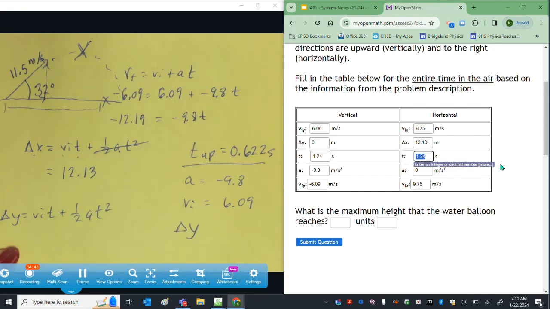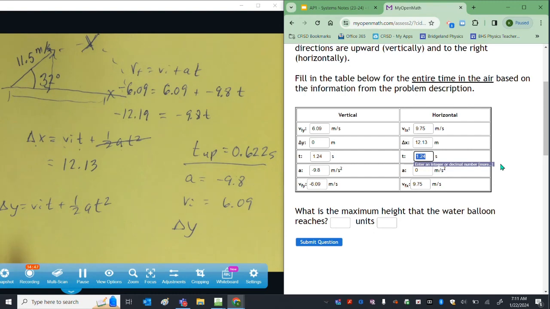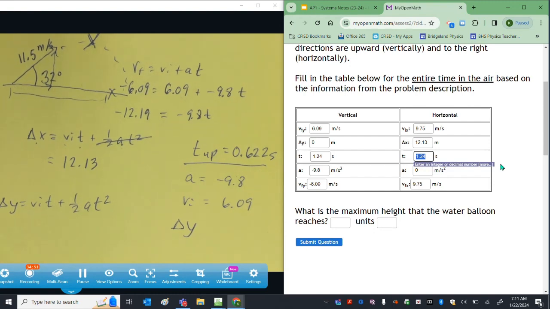Okay, so let's go ahead and plug that in. Again, I want to use the unrounded values. 6.09 times my time, just the time up, plus negative 4.9, that's half of negative 9.8, times that time up squared. And that gives me a max height of 1.8947 meters.